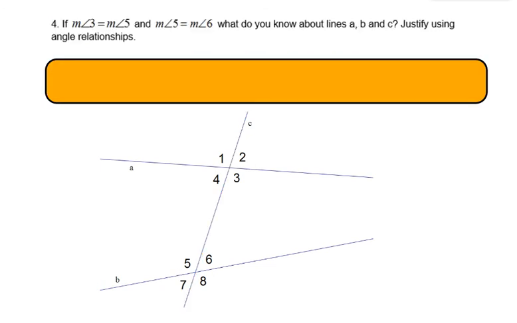Okay, problem 4. In this problem, we're given that angle 3 is equal to angle 5. So these angles right here are congruent. And we're also told that 5 and 6 are the same. So this angle here is congruent to this one that's next to it. And we are asked, what do we know about the lines? Well, let's see if we can figure this out.